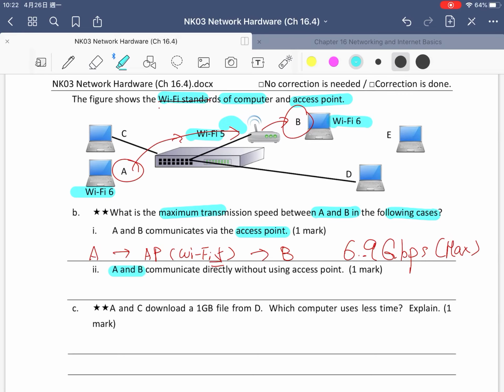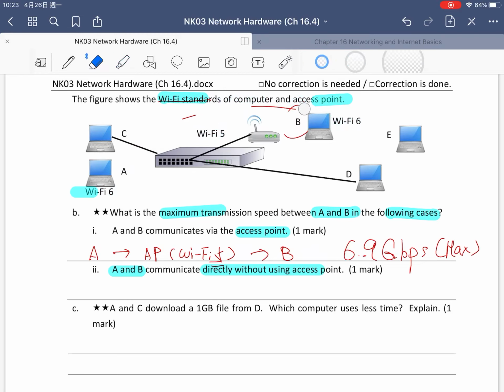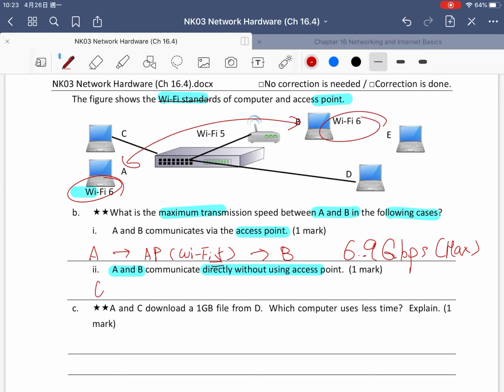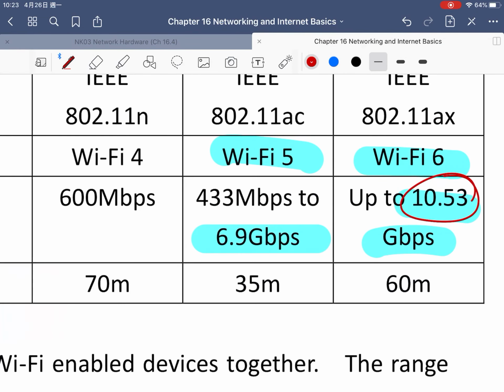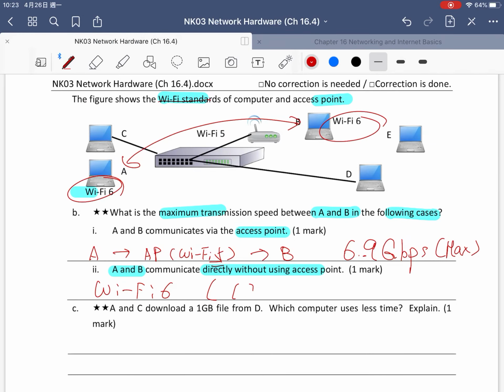But in the second case, A and B communicate directly without the access point, so A to B directly. So they can use the Wi-Fi 6 standard. So it should be 10.53.